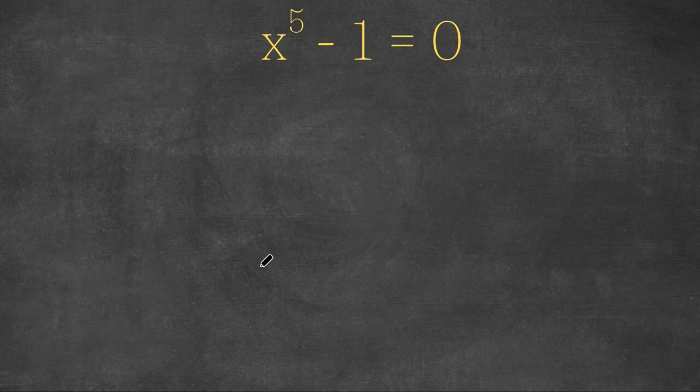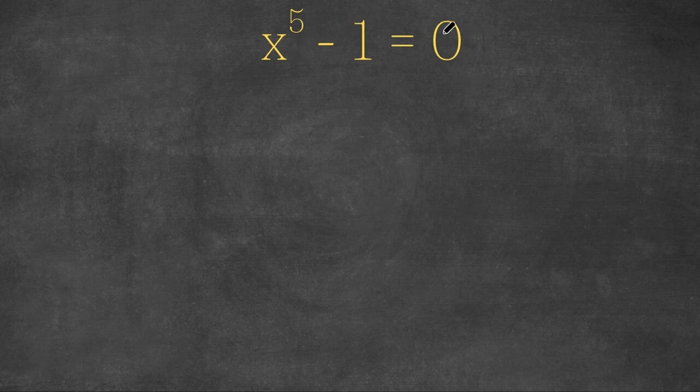Welcome back to Click Academics. In today's video, I'm going to be teaching you guys how to solve this exponential equation. So we have x to the power of 5 minus 1 equals 0.